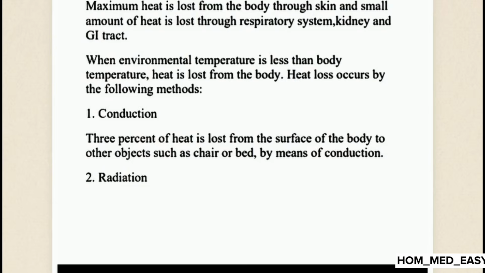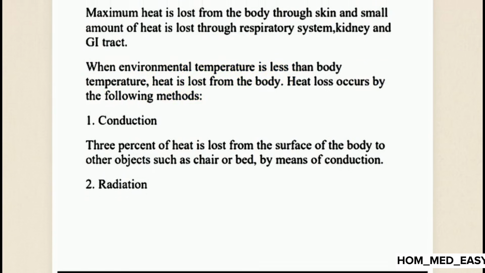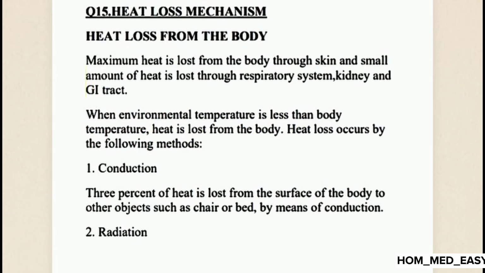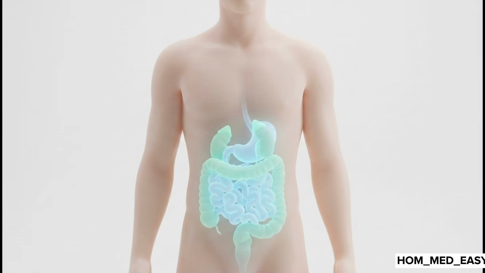The clinical text explicitly states that heat is lost from the body only when the environmental temperature is strictly lower than the internal body temperature. A fraction of this internal heat vents through minor anatomical pathways, including the respiratory system, the kidneys, and the GI tract. However, those internal systems are highly specialized and lack the vast exposed surface area required for massive thermal exchange. That specific functional role belongs almost entirely to the external layer of the skin.